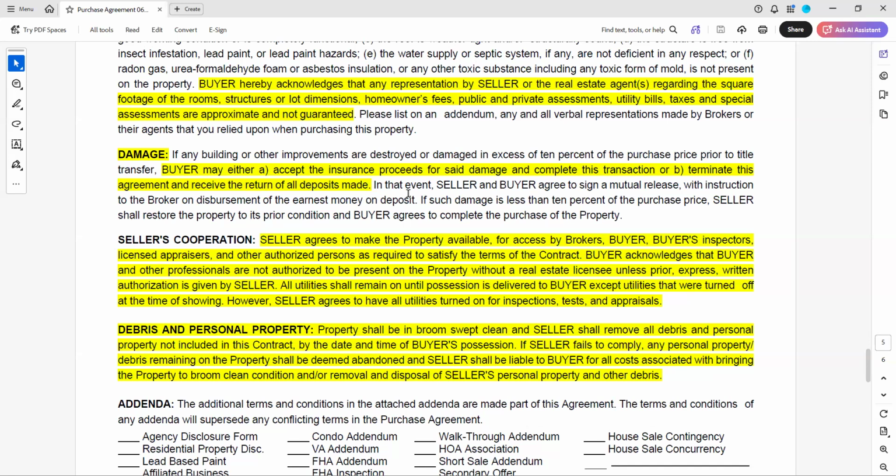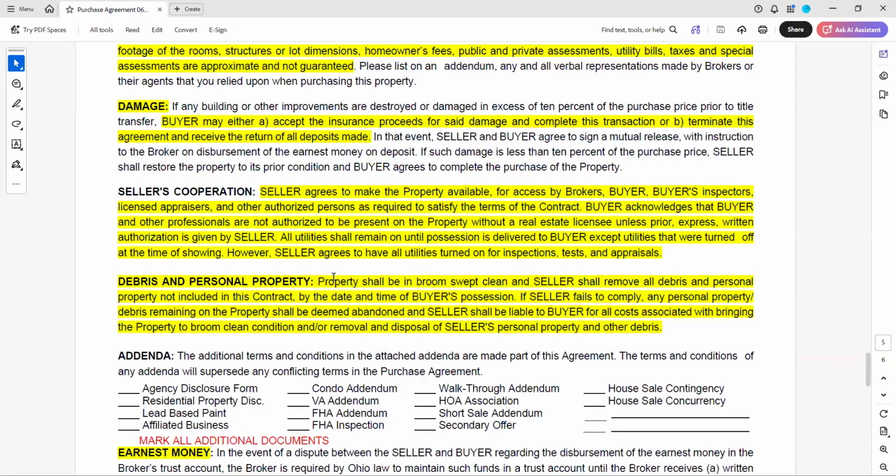Seller's cooperation. So this is telling the sellers that they need to make sure that the property is available and accessible by inspectors, by appraisers, by people that are helping other professionals that would be fixing things and stuff like that. It also says that the utilities should be on during this time so that they can be inspected or tested by the professionals there. And that includes your inspector and your appraiser, because they're both going to try and do those things, okay?